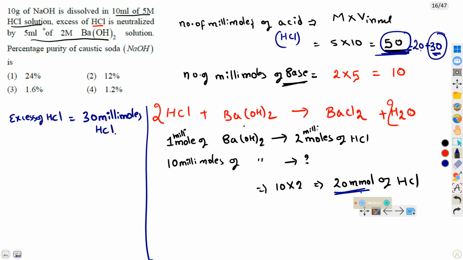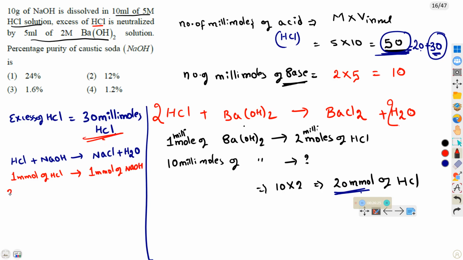Now, one more reaction. HCl reacts with NaOH, then it gives NaCl plus H2O. According to this equation, 1 mole of HCl requires 1 mole of NaOH. Otherwise, 1 millimole of HCl requires 1 millimole of NaOH. Here, how many millimoles of HCl is there? 30 millimoles of HCl. Then 30 millimoles of HCl requires 30 millimoles of NaOH.